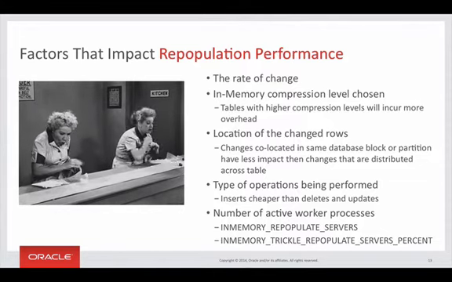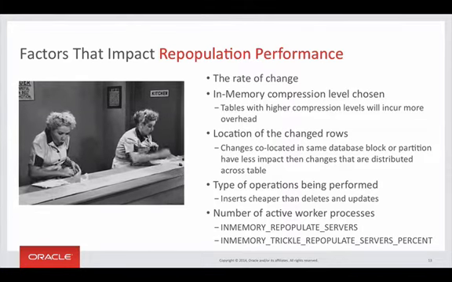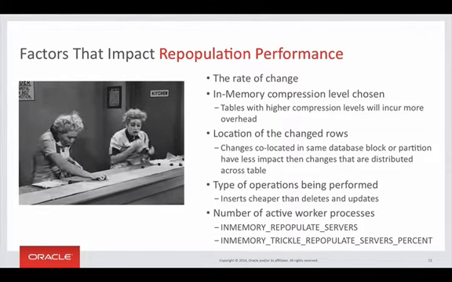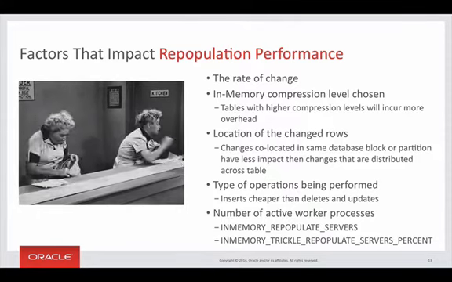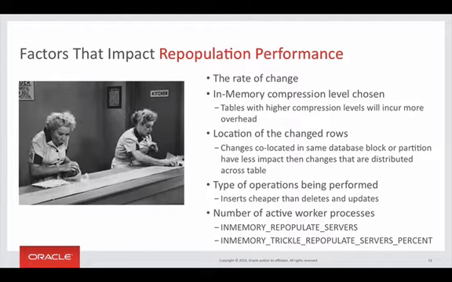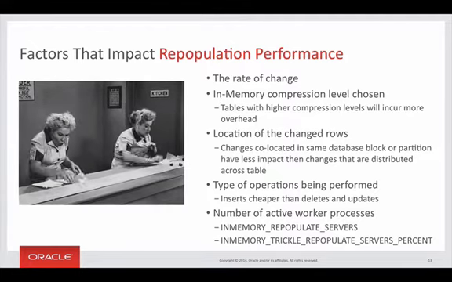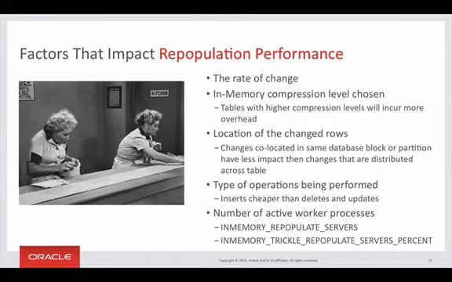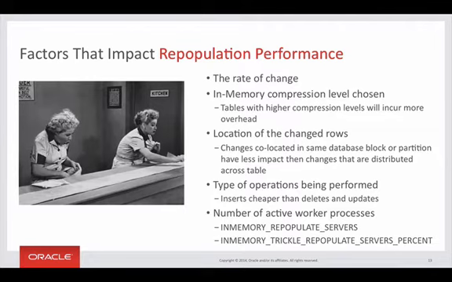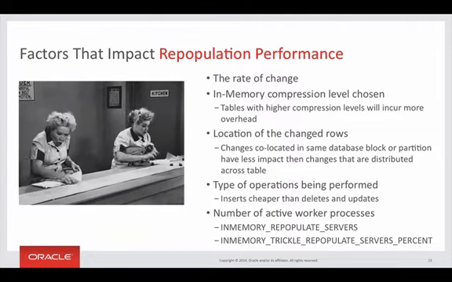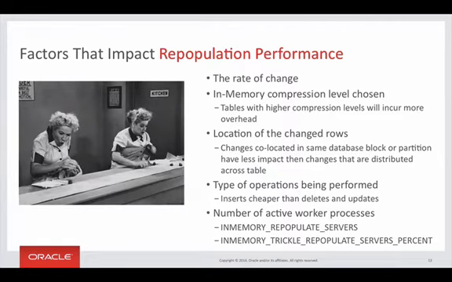In terms of system resources needed to do the repopulation, that's going to be influenced more on things like the compression level that's been chosen. Tables with a higher compression level will incur more overhead because those compression levels are quite CPU intensive and therefore will require more CPU to maintain or rebuild the new version of the IMCU. The location of the changed records will also impact your repopulation performance.